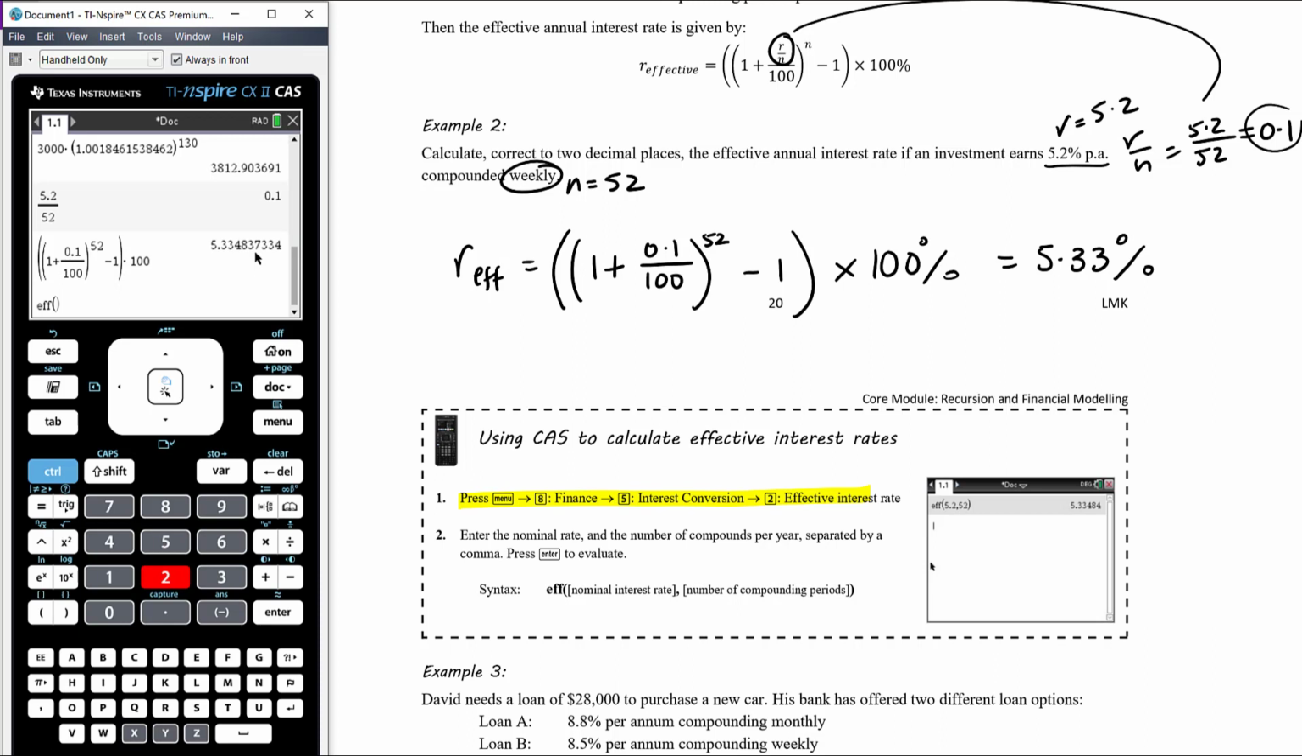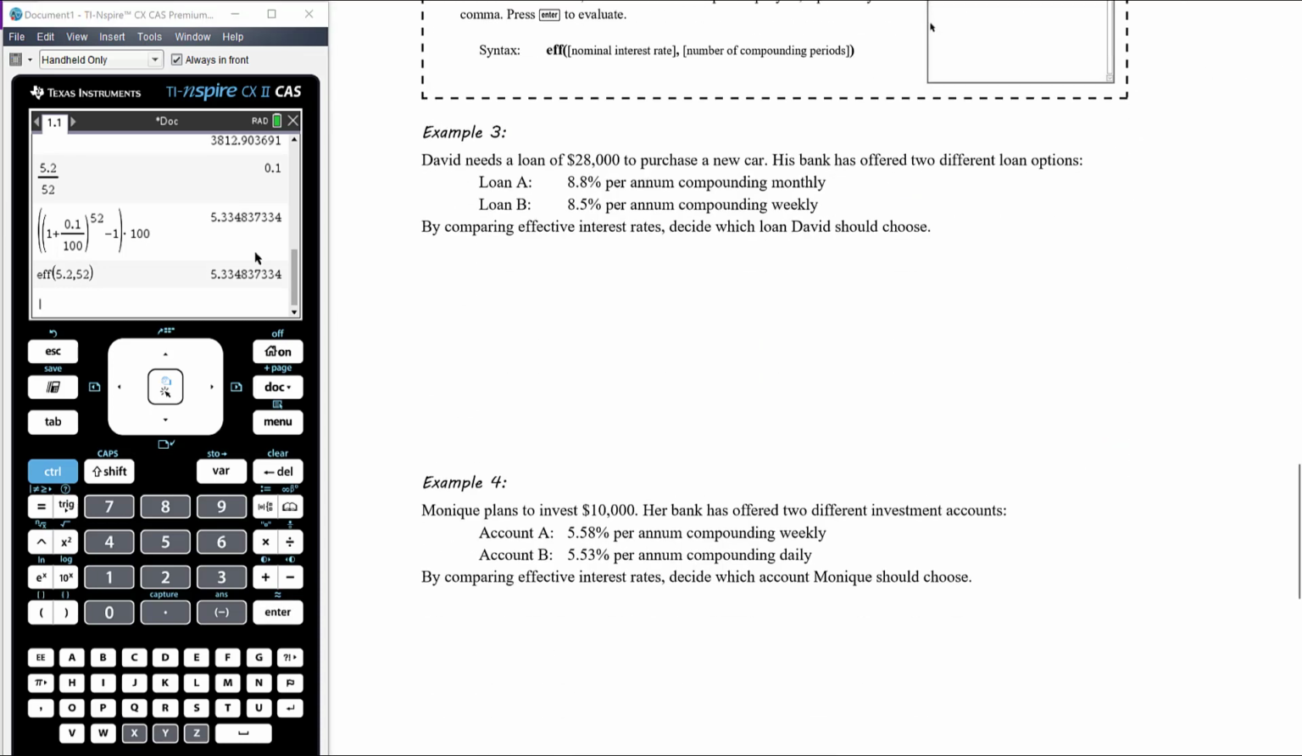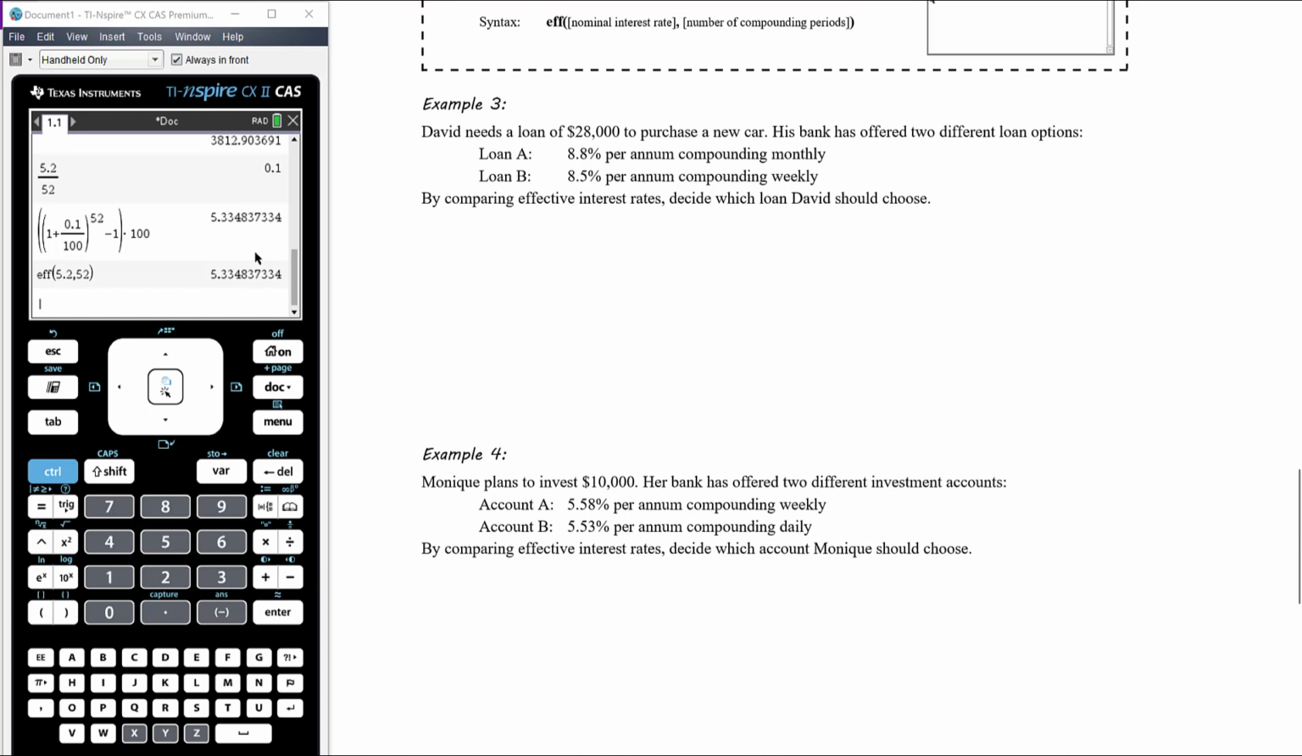And then all you need to tell it is the nominal rate, comma, and then the number of compounds per year. Okay, so in this case that's 5.2. So if we do example 2 using the CAS, the nominal interest rate is 5.2, comma, and then we need to tell it how many times we're compounding per year. So it's a weekly compound, which means 52 compounds per year. Enter, and it will give us the effective interest rate. Great.